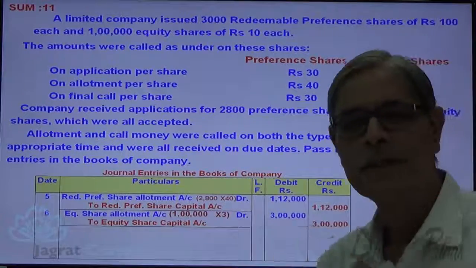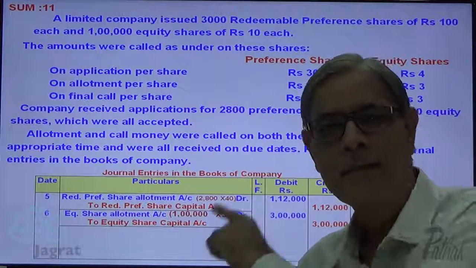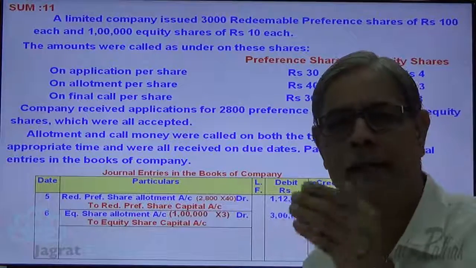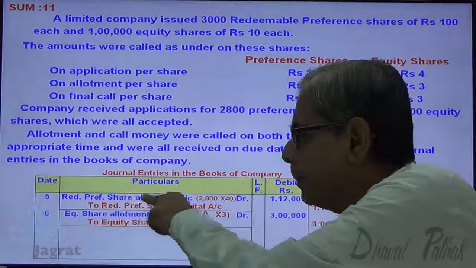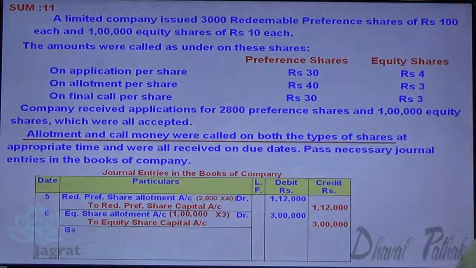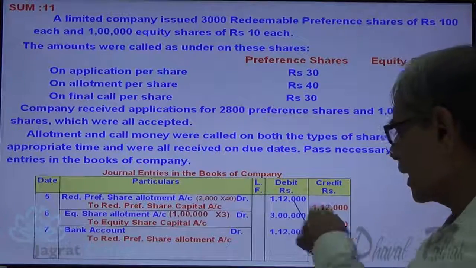Now after this demand on allotment of shares, the amount is going to be recovered. So when the amount is received, bank account debit, recoverable account, that is redeemable preference share allotment account gets closed. So bank account debit 2800 into 40, 112,000, to redeemable preference share allotment account credit. This recoverable amount is recovered, so the account is closed.